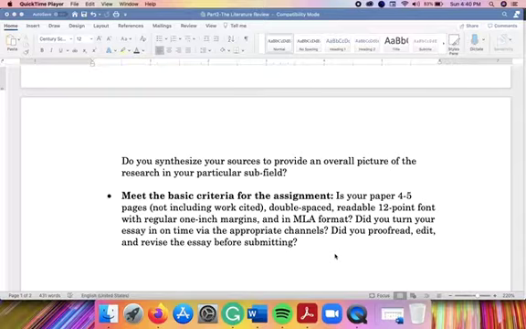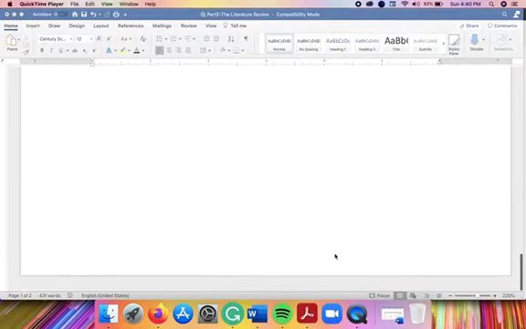Is it in MLA format, double spaced, with 1-inch margins? Does it have a 12-point readable font? Did you turn it in on time via the appropriate channels? Did you proofread, edit, and revise the essay before submitting? That's what the final drafts will be graded on.